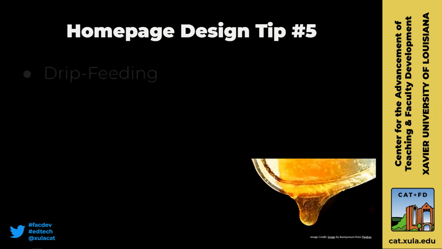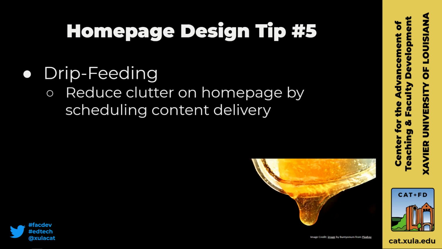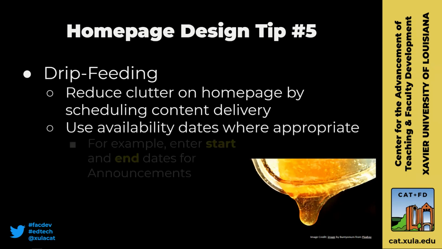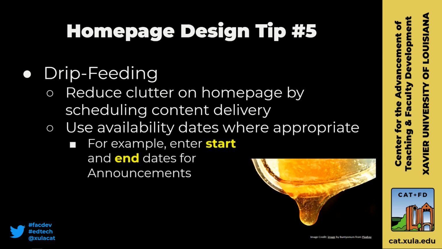Tip number 5, drip feeding. I've blogged about this idea of drip feeding, where it's scheduling content delivery. And this is more in terms of announcements. I'm thinking that you use availability dates where appropriate. So if an announcement is no longer relevant, or at the point that it's no longer relevant, then go ahead and indicate that end date so that the system is not showing the student that announcement past its usefulness.